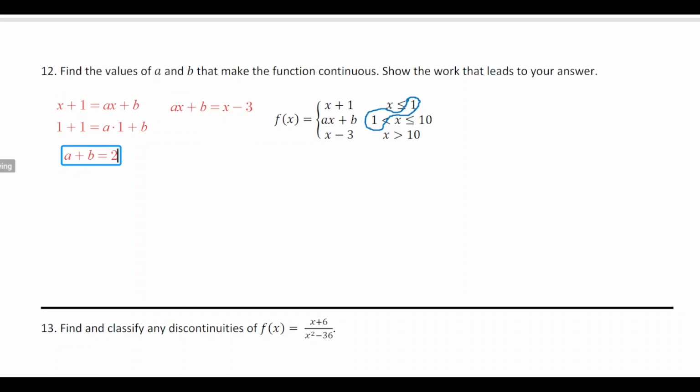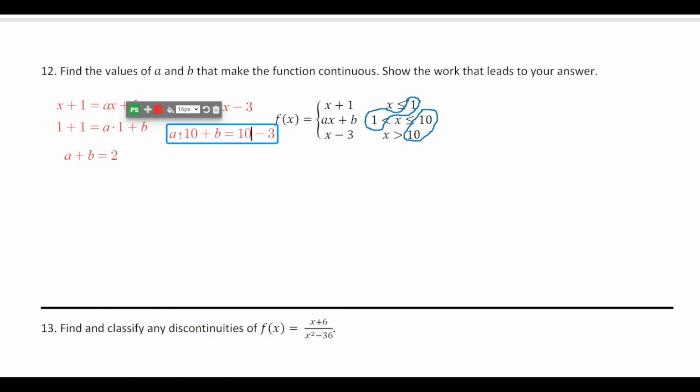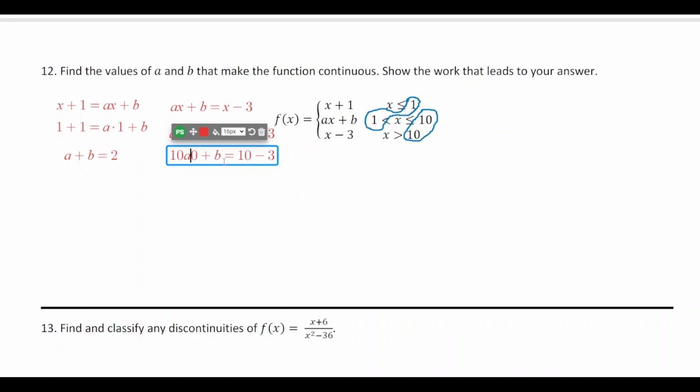Now for the second break in the graph, where we're switching from the second equation to the third, I'm going to substitute in x equals 10 here, because that's where the break is happening between these two. So I'm going to plug in 10 into both x's, and that's going to give me a times 10 plus b equals 10 minus 3. And when I simplify that, I'm going to get 10a plus b equals 7. So these are my two equations.